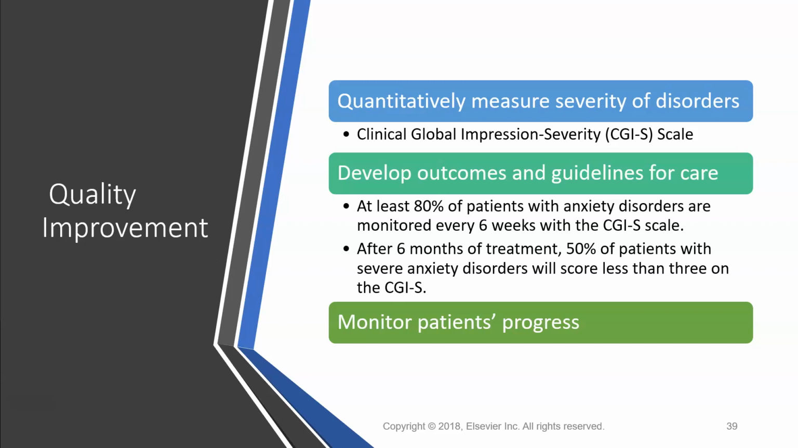Quality improvement: the clinical global impression severity scale is something we can use to look at kind of an objective number. 80% of patients with anxiety disorders are monitored every 6 weeks with this scale. And after 6 months of treatment, 50% of patients with severe anxiety disorders will score less. Kind of what we want to see. That would be our goal. And it's just one way, and I can post what the CGIS is. It's just one way to monitor progress. But then we'd have to assume that all of our patients are going to therapy and doing what they need to do. And that's not always the case.